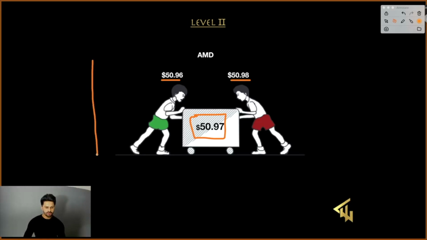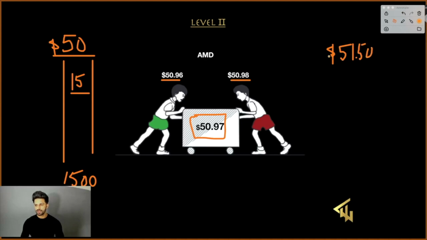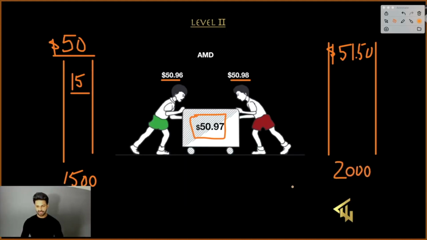So now on level 2, we have an order, let's say at $50, and we have a strong order of 15, meaning there are 1,500 shares that someone is trying to buy if the stock goes down to $50. And then above $50.98, let's say we have it at $51.50. Now this is another wall. Here we can say we have 2,000 sellers sitting there.